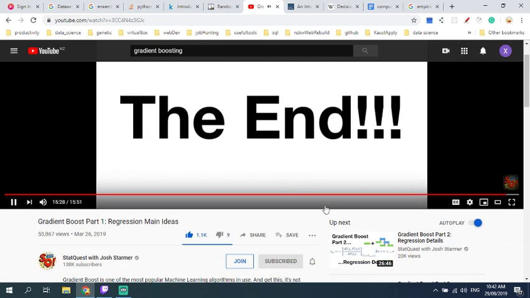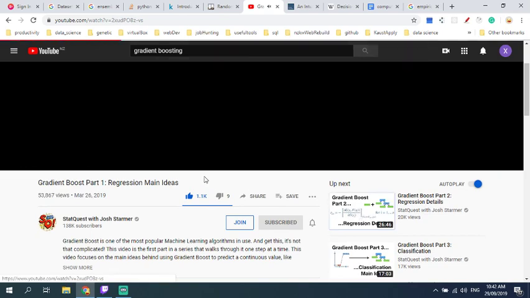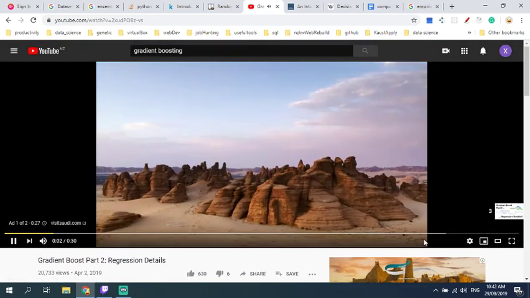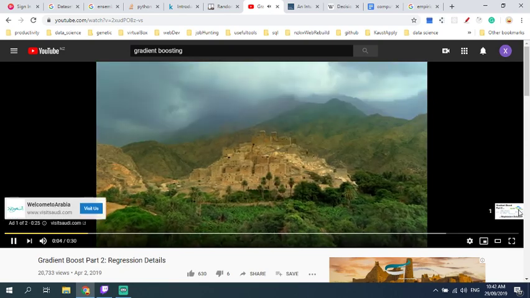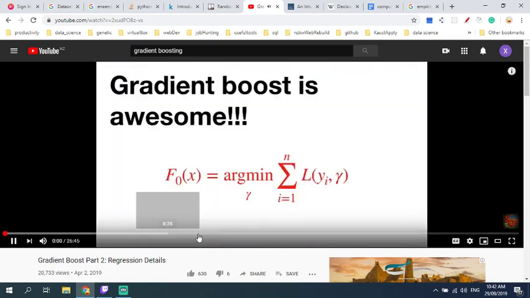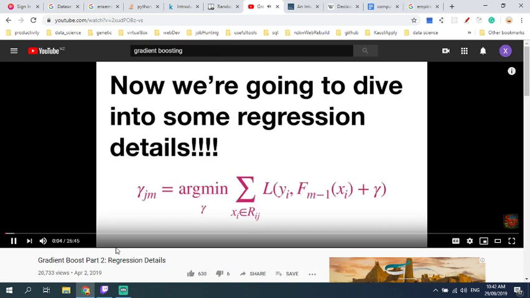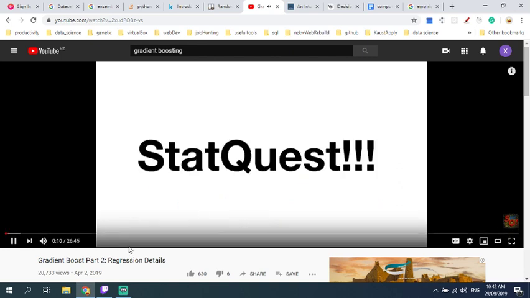Hooray! We've made it to the end of another exciting. Our planet never ceases to amaze us. Gradient boost is awesome. Gradient boost is cool. Now we're gonna dive into some regression details. StatQuest.